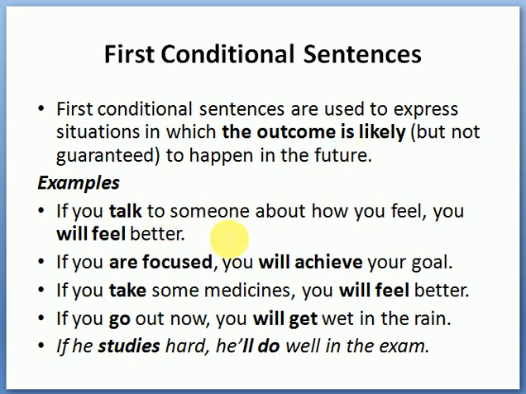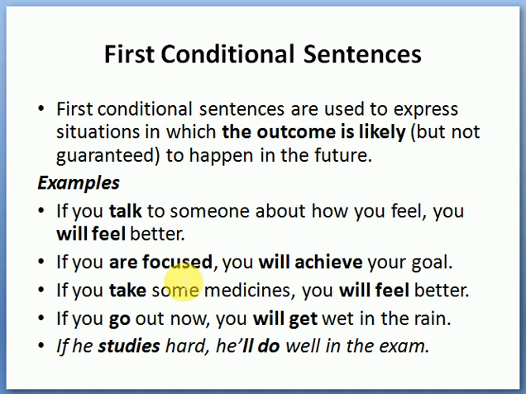For example, if you talk to someone about how you feel, you will feel better. So the outcome is likely. It's not necessary that whenever you talk to someone, you would always feel better. Therefore, here the use of the first conditional sentence is there. If you are focused, you will achieve your goal. You may also see that this kind of conditional sentence also talks about specific instances and not about general truths.